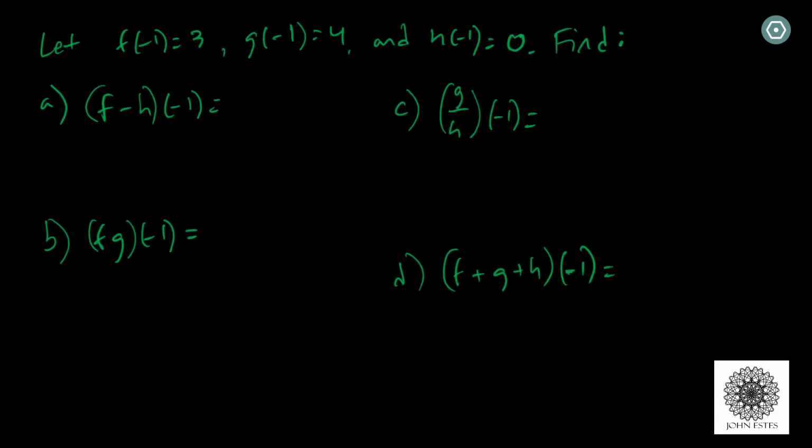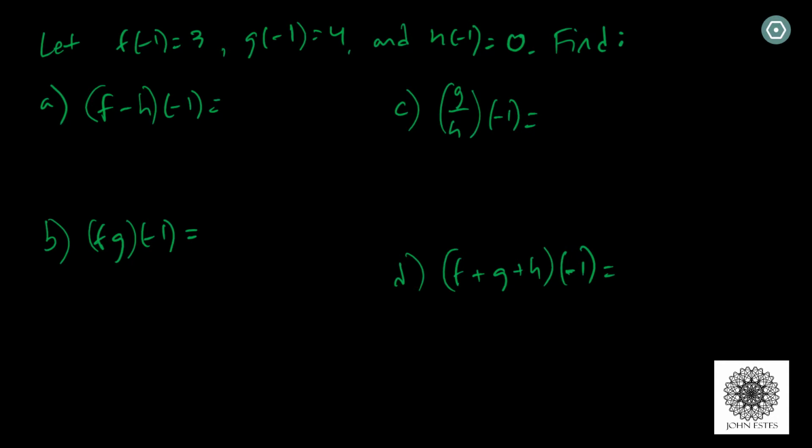Now for another example, just to further our understanding of these new types of functions that we can create, here I have, let's let f of negative 1 equal 3. So I don't know what f is, I just know when the input's negative 1, I get 3. When I input negative 1 into the g function, my output's 4. And h of negative 1 is 0, meaning that when I plug negative 1 into the h function, I get a result of 0. And based off that, I want to find these values.